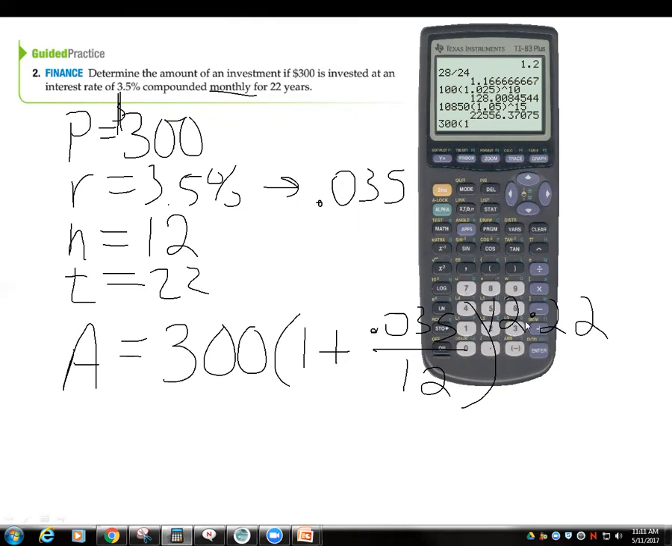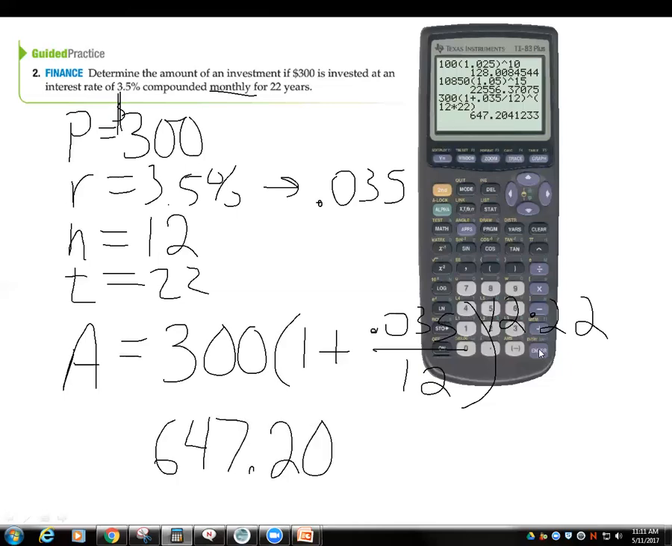300 times 1 plus 0.035 divided by 12. Now here's where you have to be careful. You have to put the 12 times 22 in parentheses, because if you don't, the calculator will not know that you're multiplying 12 and 22 in the exponent. It's just going to do the whole problem and then multiply that answer by 22. To get around that, you can multiply 12 by 22 first and then put that number in. So you would get $647.20.